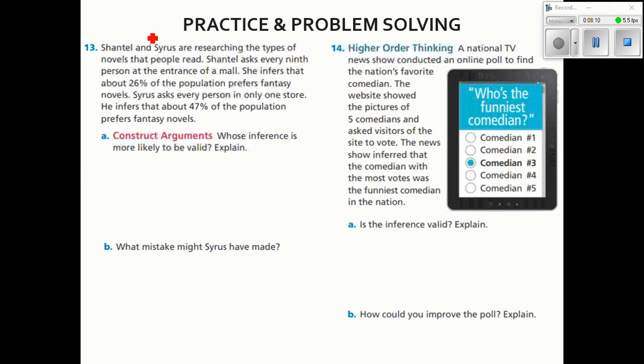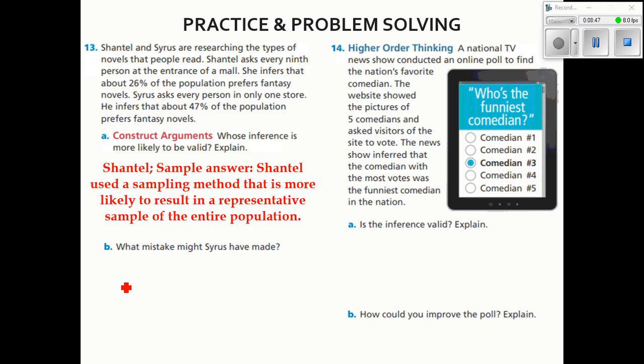Number 13 says Chantel and Cyrus are searching the types of novels that people read. Chantel asked every 9th person at the entrance of a mall. She infers that about 26% of the population prefers fantasy novels. Cyrus asked every person in only one store. He infers that about 47% of the population prefers fantasy novels. Whose inference is more likely to be valid? This one's pretty easy. Chantel.